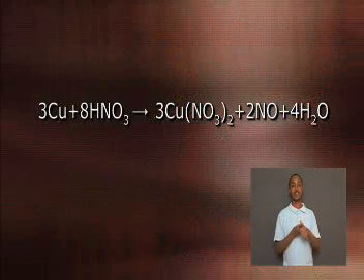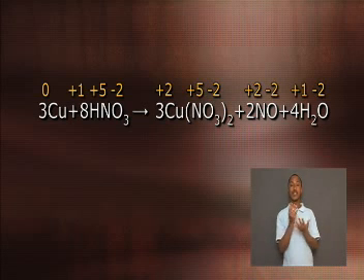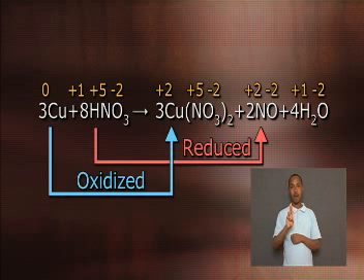First, we write the oxidation number of each element and identify the substances which undergo a change in oxidation number. This will show us that copper is a reducing agent and nitric acid is an oxidizing agent.